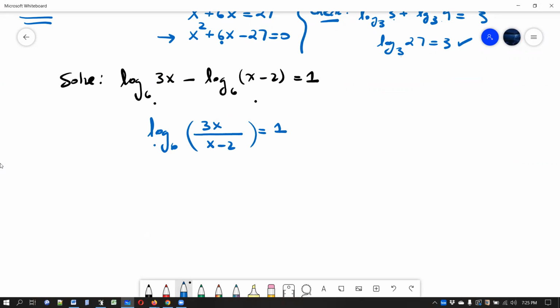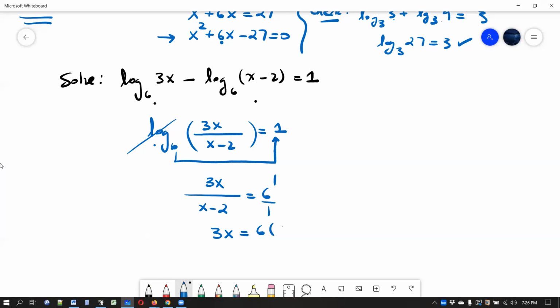Now I have a single expression on the left side. This number will go right here as the base. The log will disappear. 3x over x minus 2 equals 6 to the 1. Well, 6 to the 1 is just 6. So how do I proceed? This is a rational equation. We are going to cross multiply. So I have 3x equals 6 times x minus 2. And all I have to do now is solve the simple linear equation.